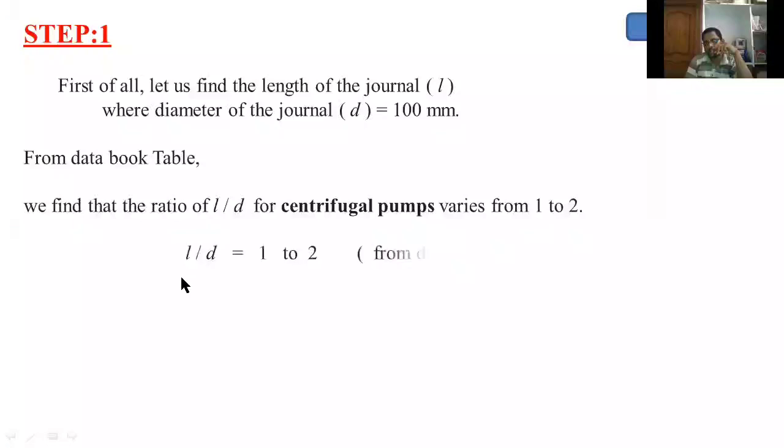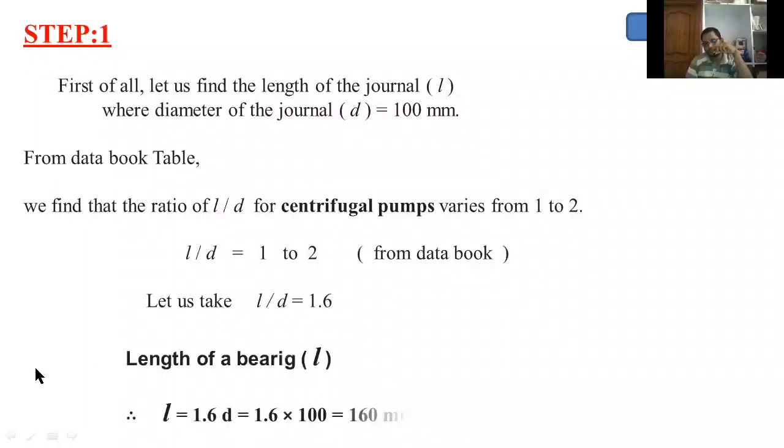So here let's take L by D ratio as 1.6. This value 1.6 lies between 1 and 2. So here I consider 1.6. Length of bearing, therefore, L equal to 1.6 into D. From this formula, the length of the bearing equal to 160 mm. This is the answer for step 1. So from this step, we got the value of length of a bearing, L equal to 160 mm and diameter D equal to 100 mm.